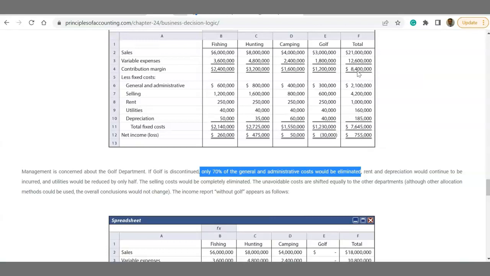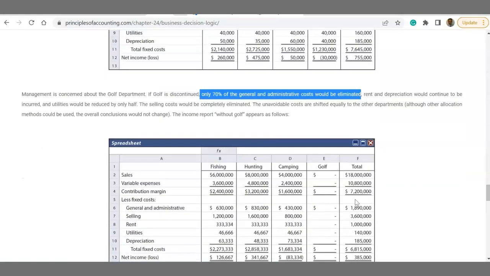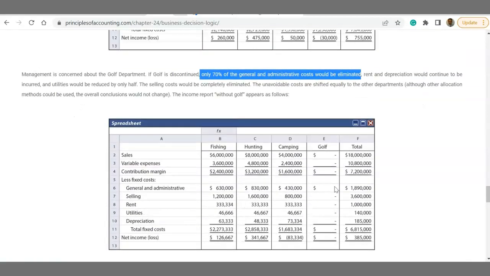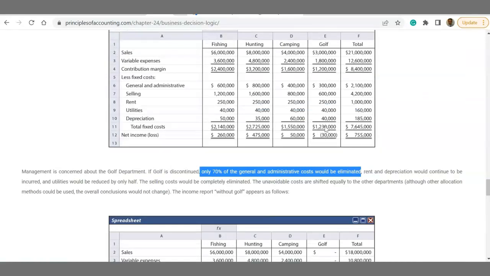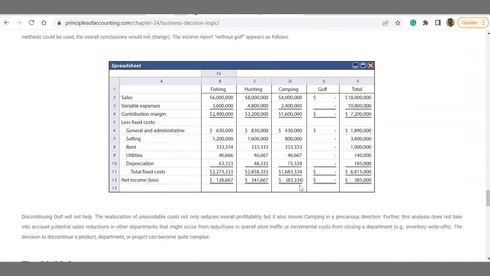The contribution margin before elimination was 8.4 million, now it is 7.2 million. So you cannot just eliminate a loss division, thinking, oh, I'm going to fix the issues. No, most of the time you even create bigger issues, as you see in here. Very good example.